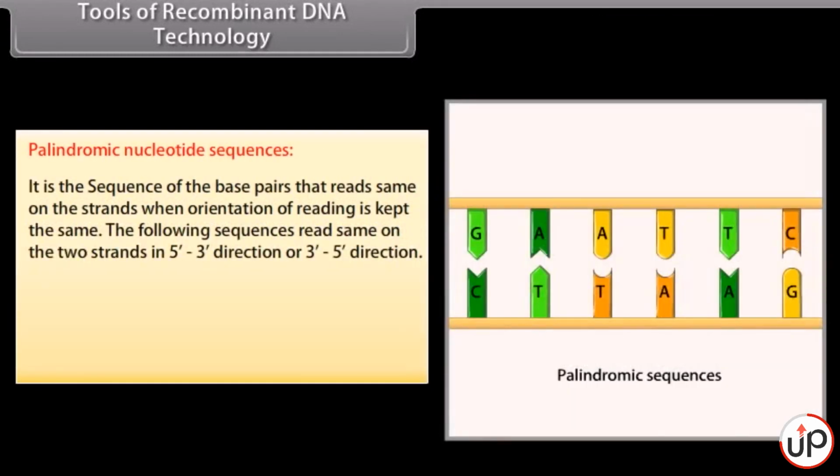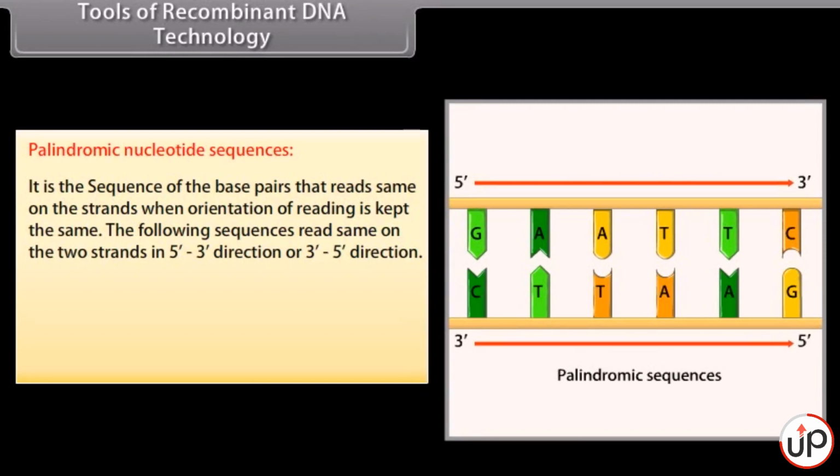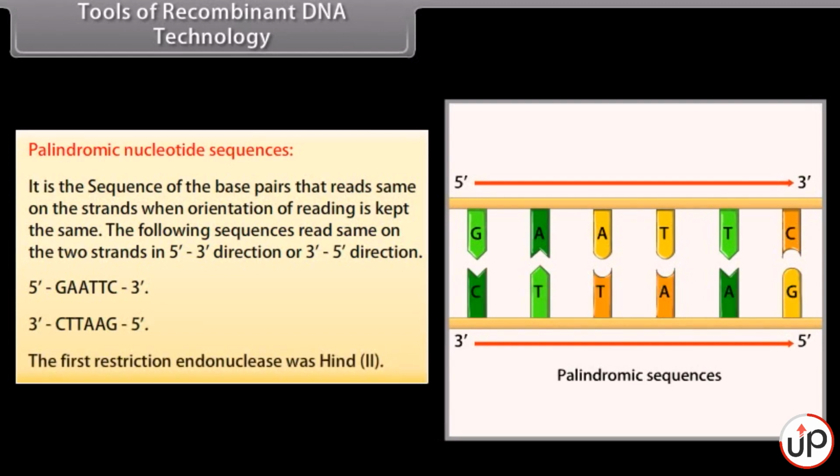Palindromic nucleotide sequences. It is the sequence of the base pairs that read same on the strands when orientation of reading is kept the same. The following sequences read same on the two strands in 5' to 3' direction or 3' to 5' direction. 5' GAATTC 3', 3' CTTAAG 5'. The first restriction endonuclease was Hind 2.